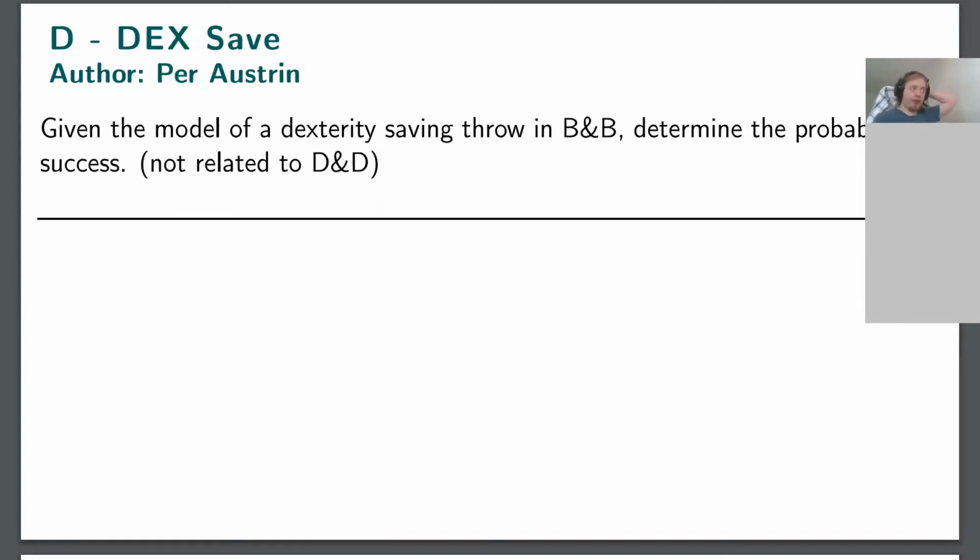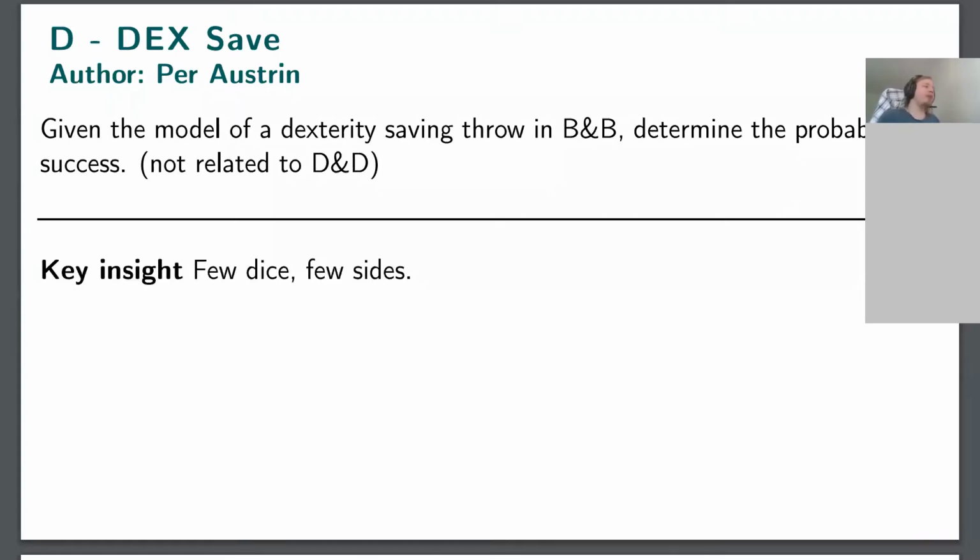Okay, that was that. The second easiest problem, I think, was Dexterity Save. I noticed that people didn't really think it was the easiest when they looked through the problems, but I think it might have been. In this problem, we were given the model of a dexterity saving throw in D&D, and the question was: what is the probability of succeeding at this dexterity saving throw? And it's definitely not related to D&D in any way.